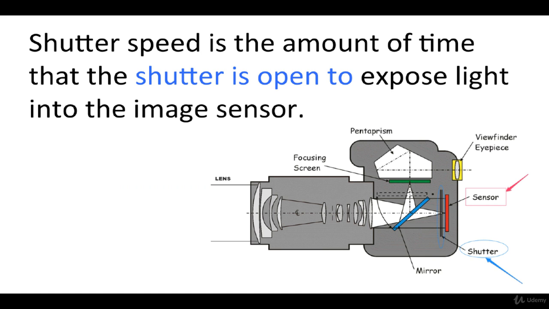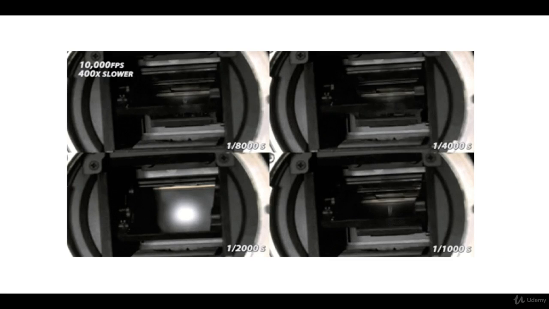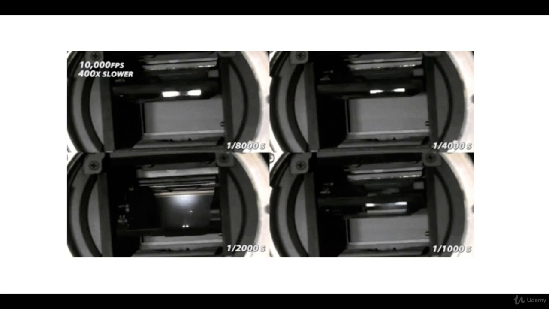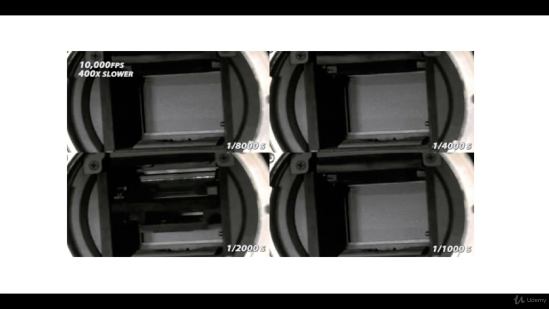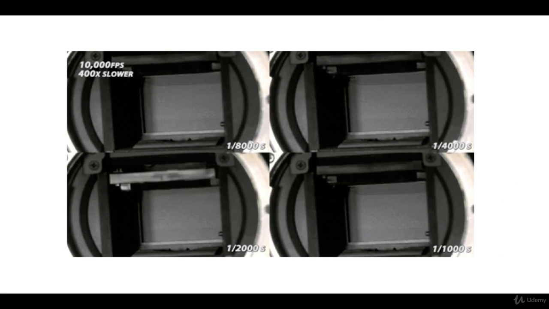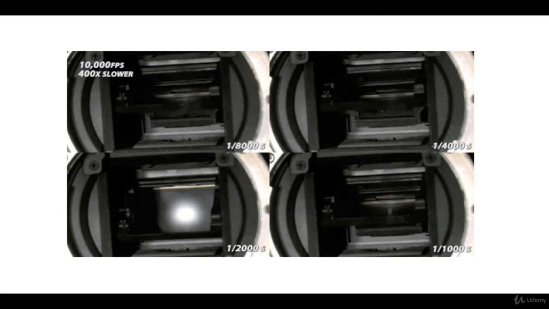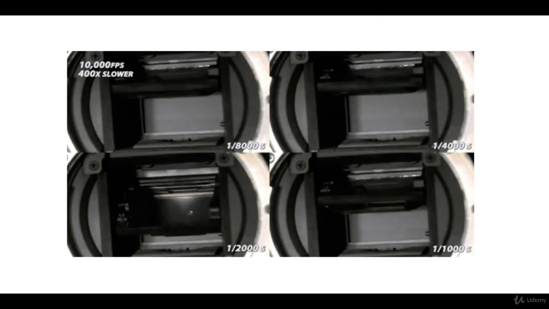Here in this figure, you can see the shutter element is set in front of the image sensor. When we press the shutter button, it opens for a certain time, and then the light enters the image sensor, and the image sensor creates an image from that light. Here, the appearance of the shutter element in front of the image sensor is displayed at several shutter speeds: 8000, 4000, 2000 and 1000.